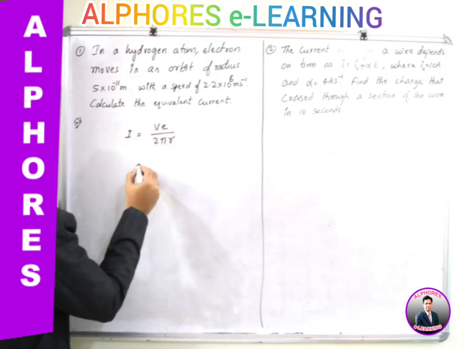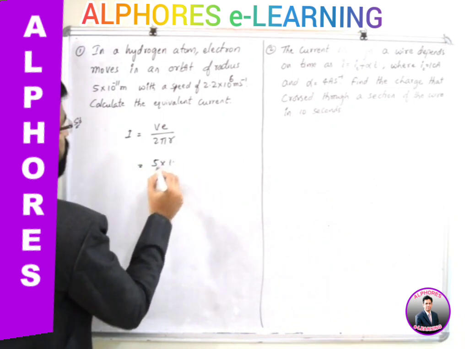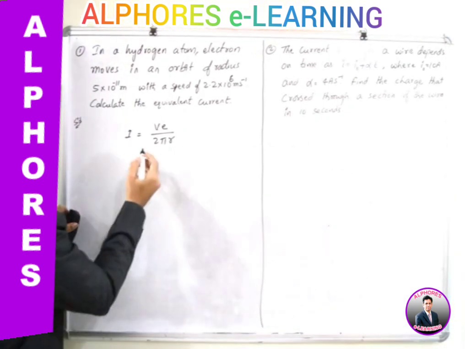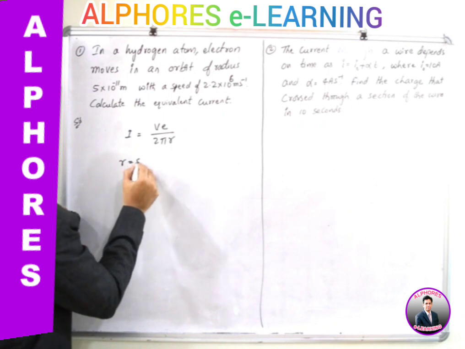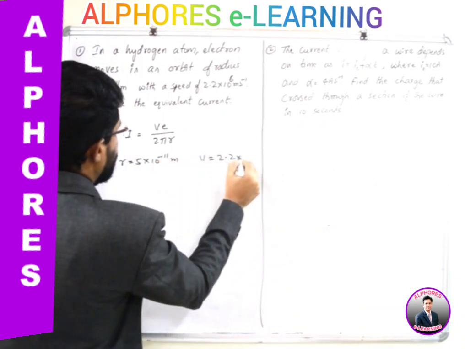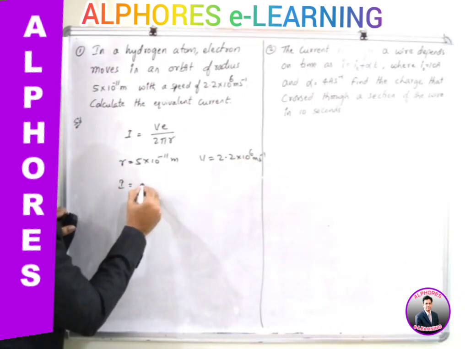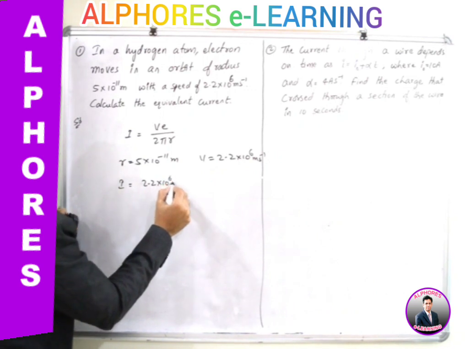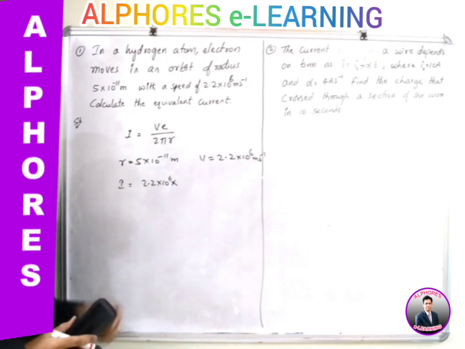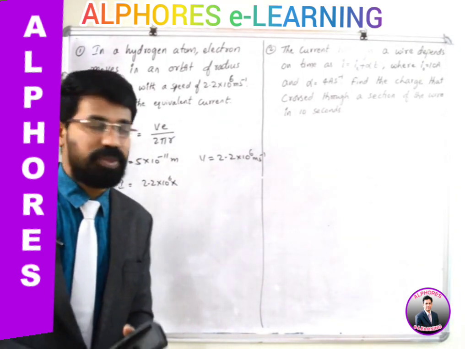So let us find out. The speed v is already given. Better let us write the details separately. Radius r is 5 into 10 power minus 11 meters, and speed v is 2.2 into 10 power 6 meters per second. So I is equal to v into the charge of the electron. Don't think it is not given in the question. All of you are familiar with the charge of the electron, 1.6 into 10 power minus 19 coulombs.